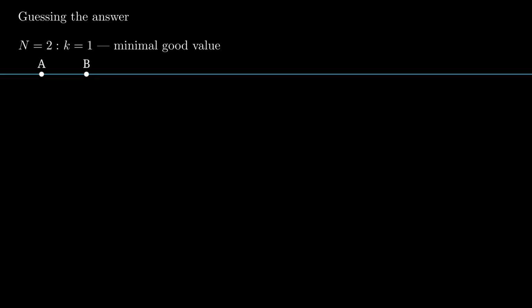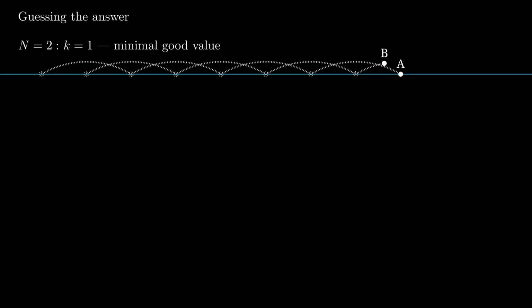The first step of the solution is to try to guess the answer, even without proof. Let us again remember what happened for n equal to 2. Here we had some special value of k, equal to 1, which was the minimal good value. For this value, the distance between points remained the same after each jump, so the picture was strictly periodic. Now it turns out that a similar example exists for arbitrary n. Try to find it.